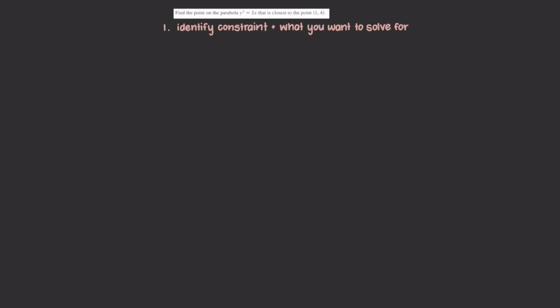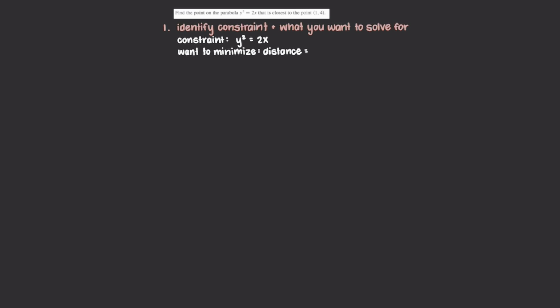Okay, first step. The constraint is something that they give you, right? The numbers that they give you. In this case, they give you y is equal to 2x. So, that looks like a crazy constraint, but that's just how it is. Then it says, okay, what do you want to solve for? Well, we want to solve for distance right here. It's closest to the point 1, 4.